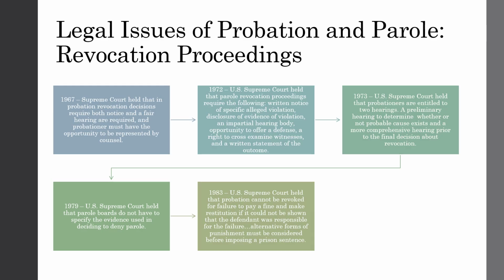And in 1983, the Supreme Court held that probation cannot be revoked for failure to pay a fine and make restitution if it could be shown that the defendant was not responsible for the failure. That's an error on the slide. Alternative forms of punishment have to be considered before imposing a prison sentence.